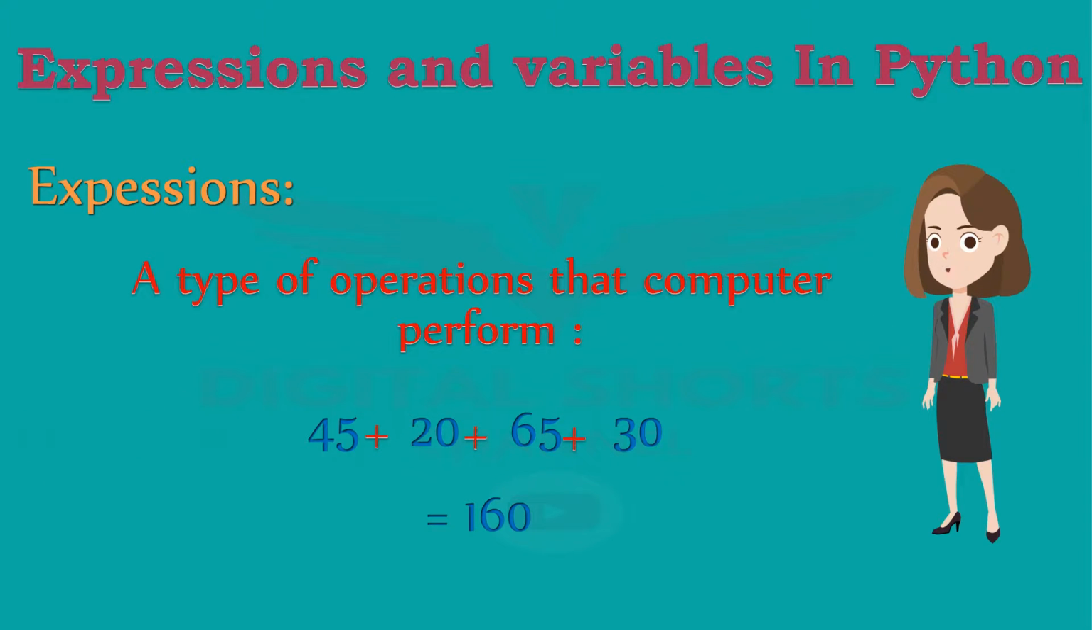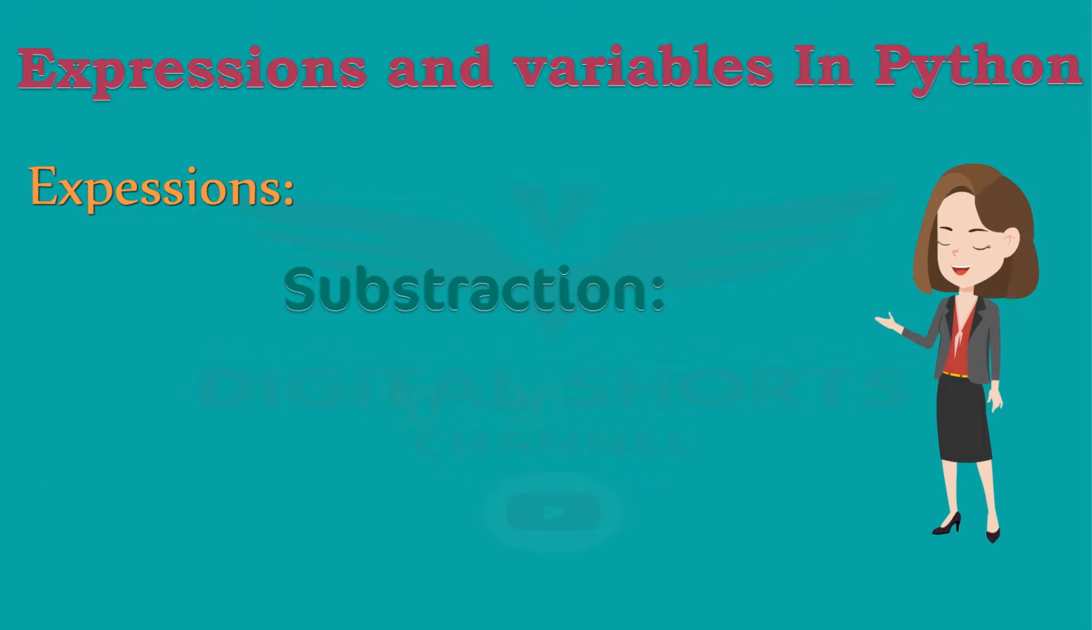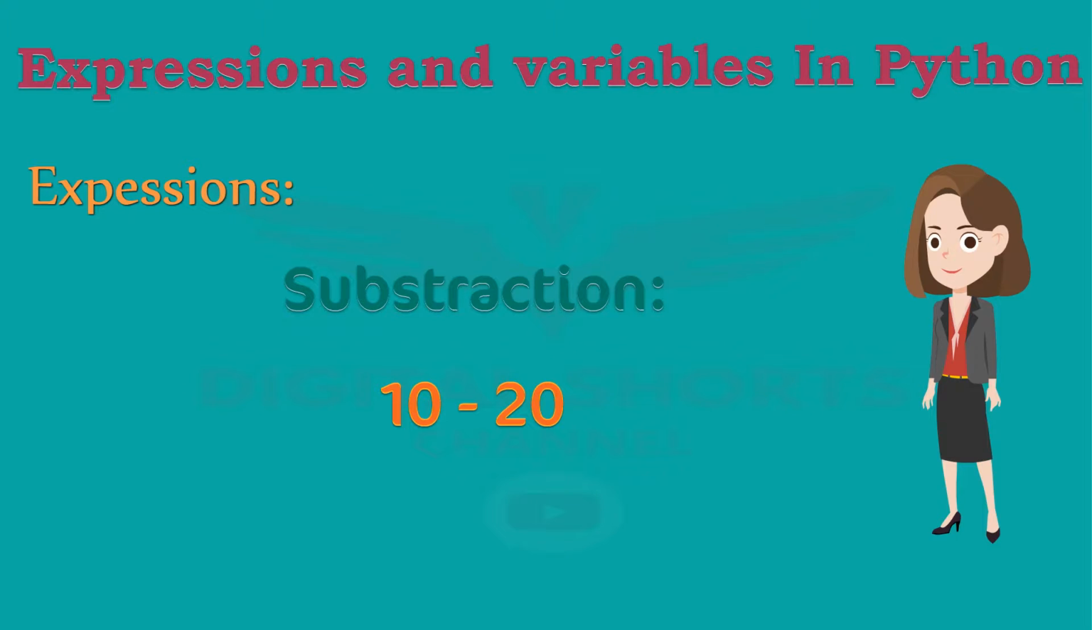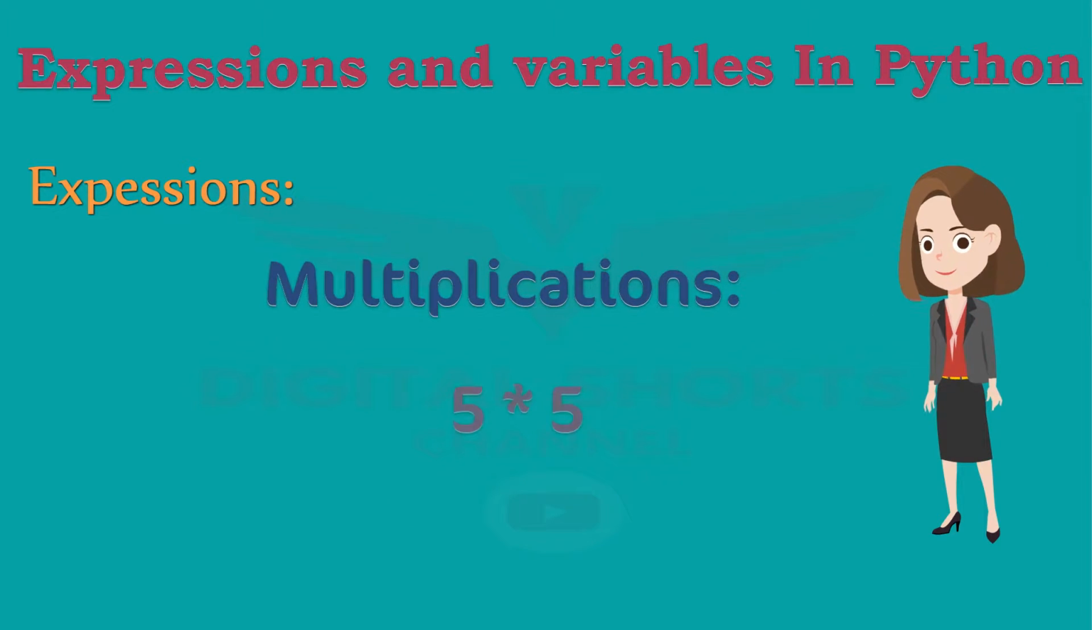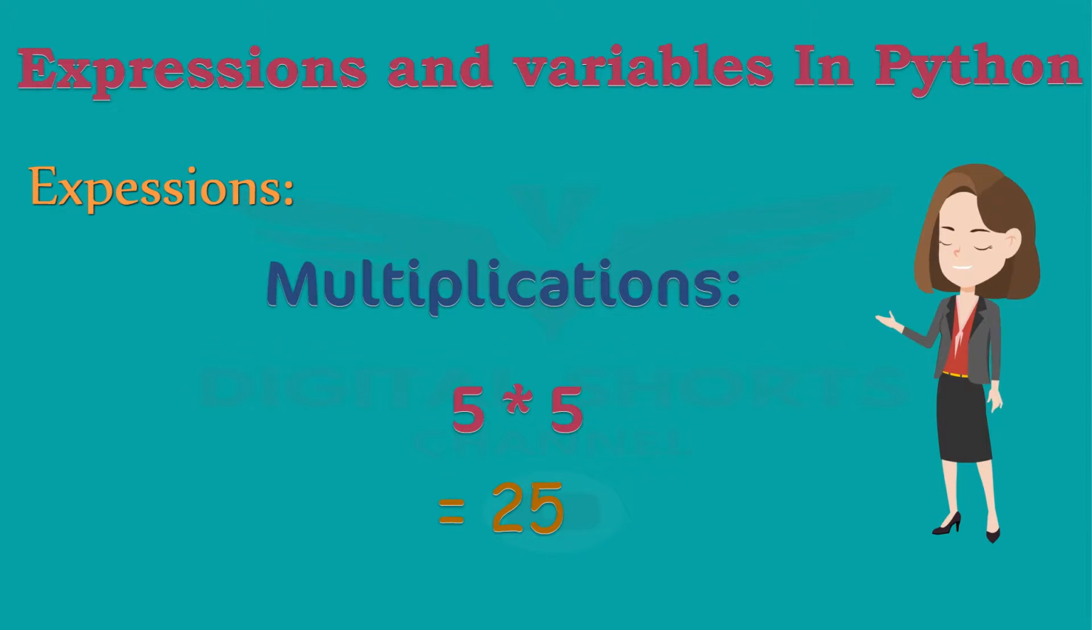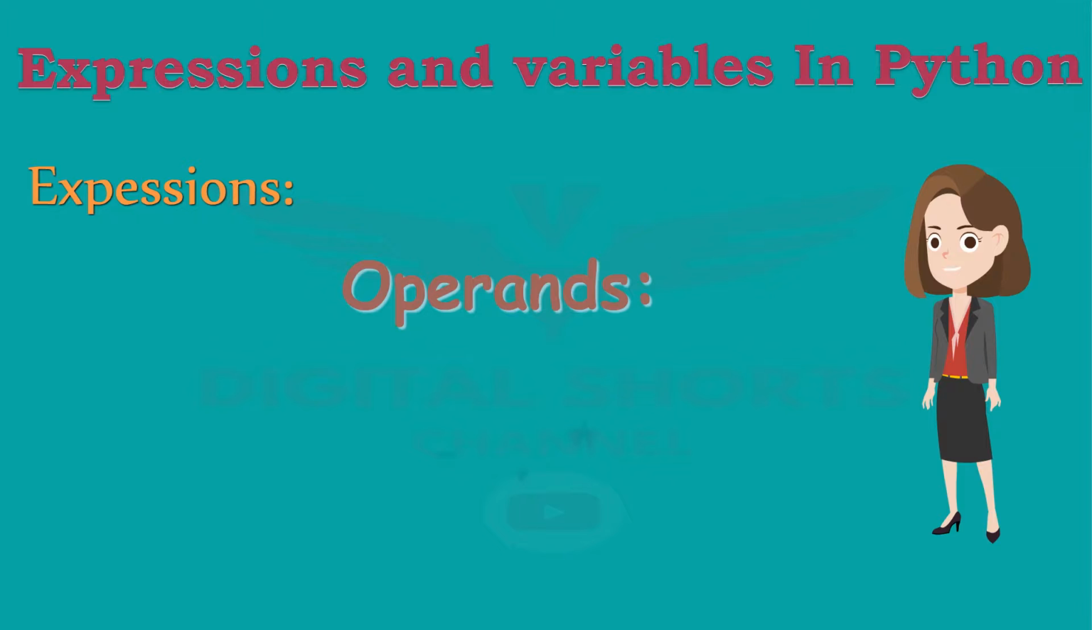We can perform operations such as subtraction using the subtraction sign. In this case, the result is a negative number. We can perform multiplication operations using the asterisk. The result is 25. In this case, the operands are given by negative and asterisks.